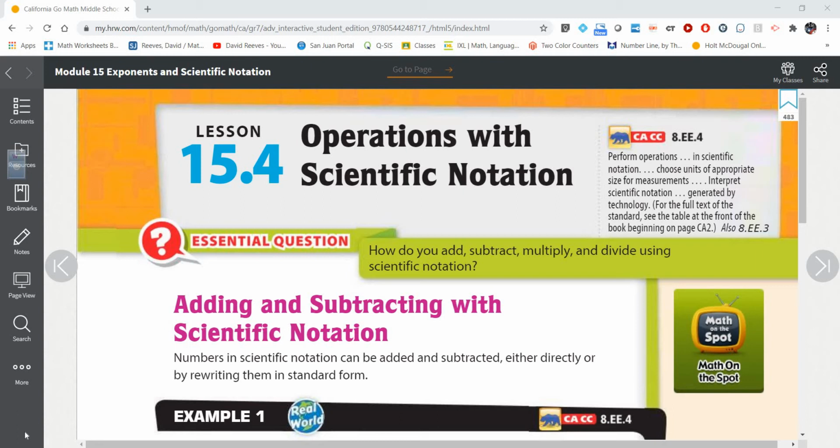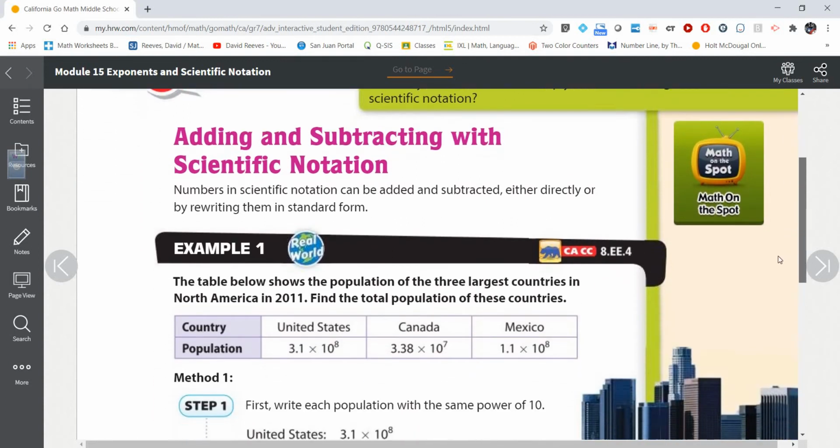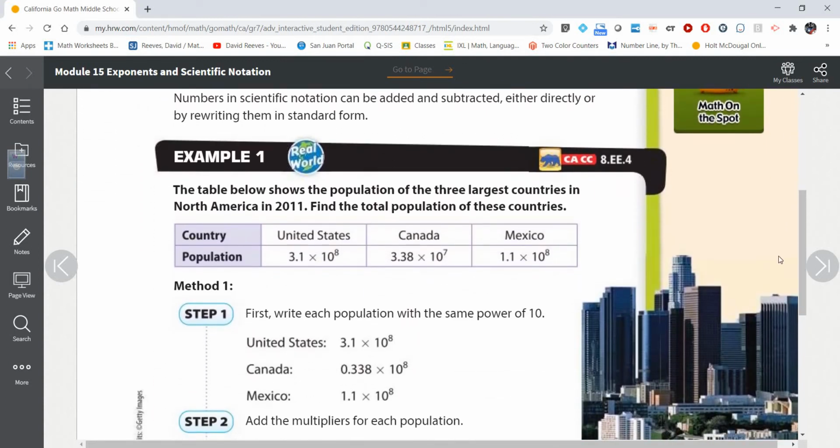So, we have learned what scientific notation is, how to write numbers in scientific notation, and to take them back out again. We've learned how to add and subtract and multiply and divide in scientific notation. And now we are going to do some problem solving in scientific notation. All right, so here we go.